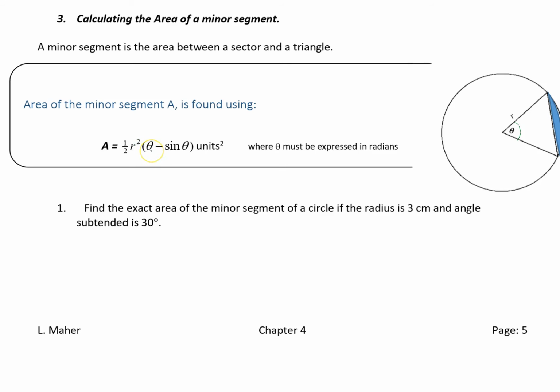It will most likely have a pi in it because most angular measure in radians involves pi, minus the sine of that angle. And the questions that you often get testing this formula have the angles of 30, 45 or 60 degrees, because you can find the exact ratio of the sine of that angle. And again, the units are squared because it's a measurement of area.